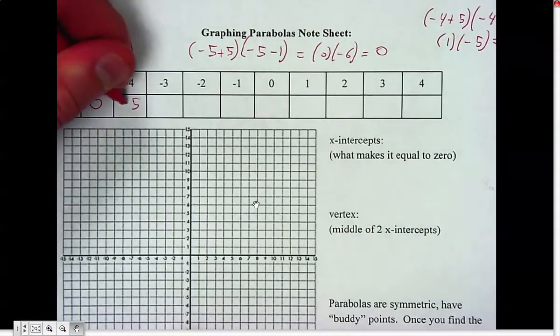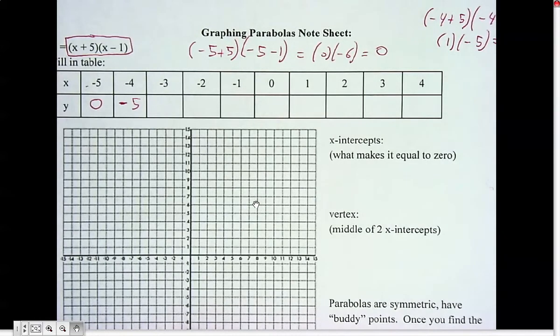Pause the video now for just a second and finish filling out the table. You can use your calculator. Don't use the calculator on your phone. Grab a calculator if you need to. A lot of them you can probably do in your head, and then we'll come back and check your answers.